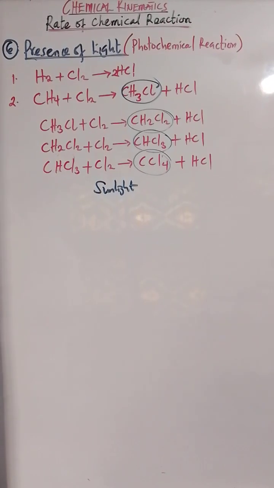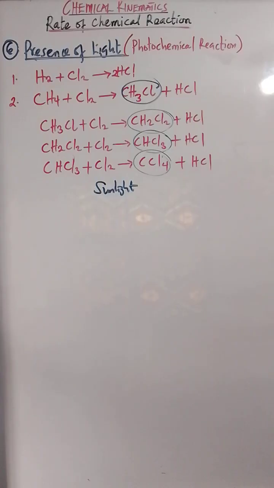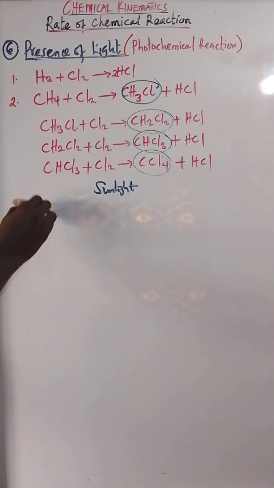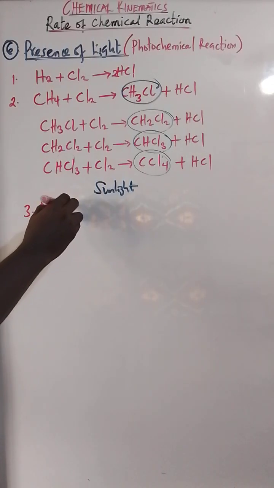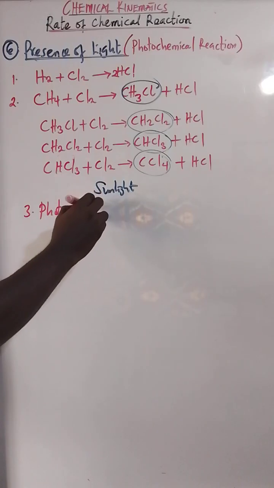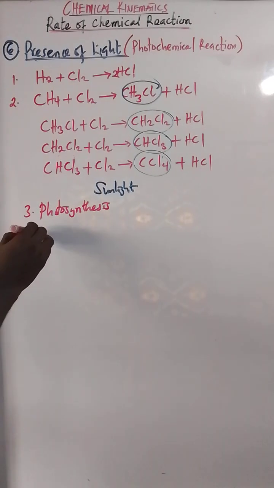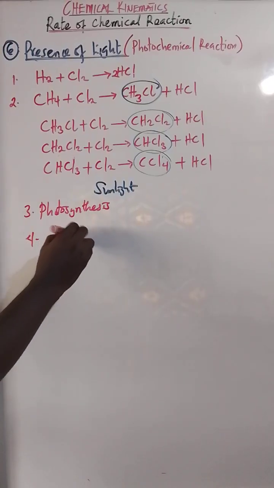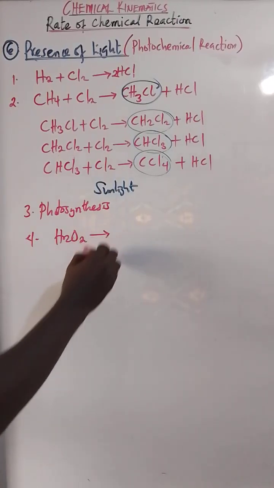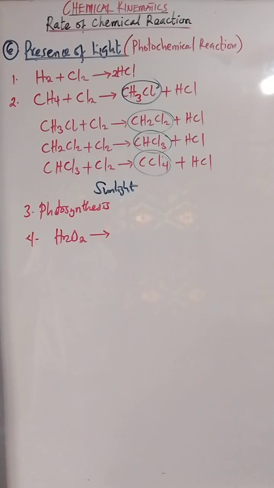Number 3 is also what we call photosynthesis. Photosynthesis is a chemical reaction that occurs in plants, and the presence of light increases what? The rate at which oxygen gas is evolved. So photosynthesis is also a photochemical reaction. Another example is the decomposition of hydrogen peroxide. So this also will be fast in the presence of light.